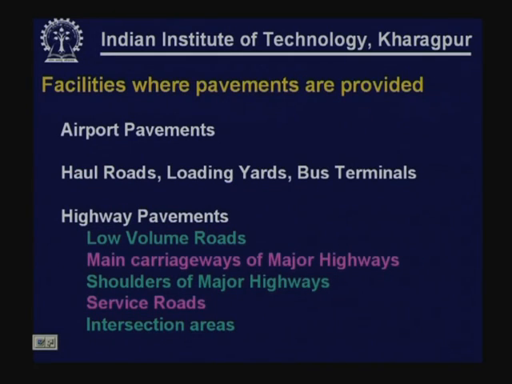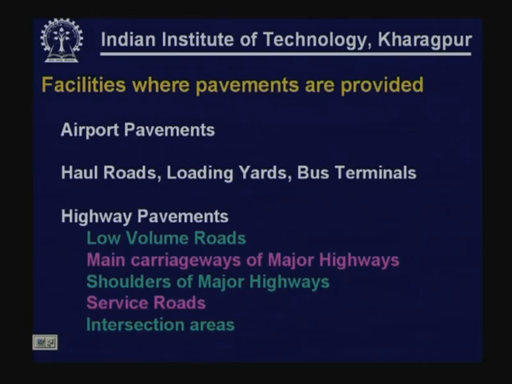We normally provide payments for various facilities. They can be very wide-ranging facilities such as airport payments, haul roads, loading yards, bus terminals, highway payments. We can have different types of highway payments. We can build payments for low volume roads, and you have major highways wherein you can have main carriageways. You can have shoulders of main carriageways. You can also provide payments for service roads which run parallel to the major carriageways, which normally carry very low volumes of traffic. We also have intersection areas to be considered, where you also have to provide payments.